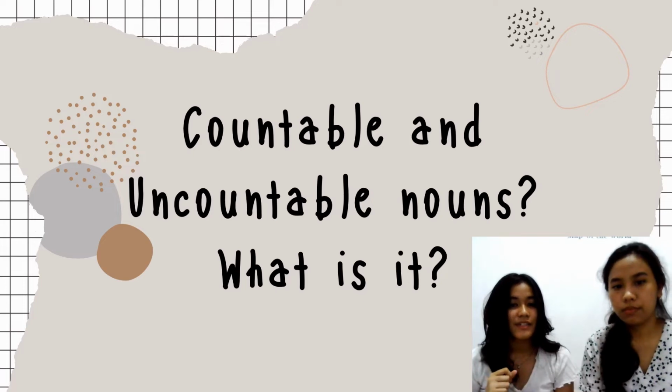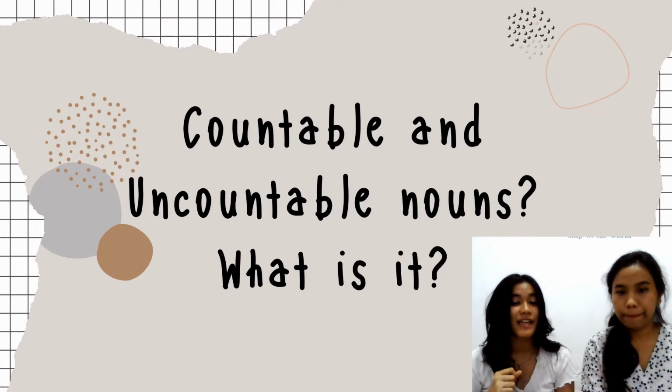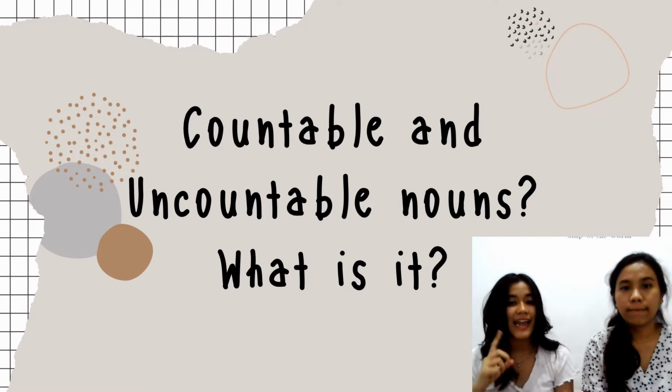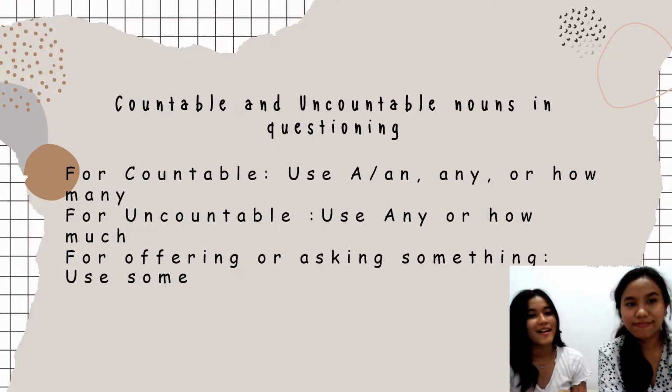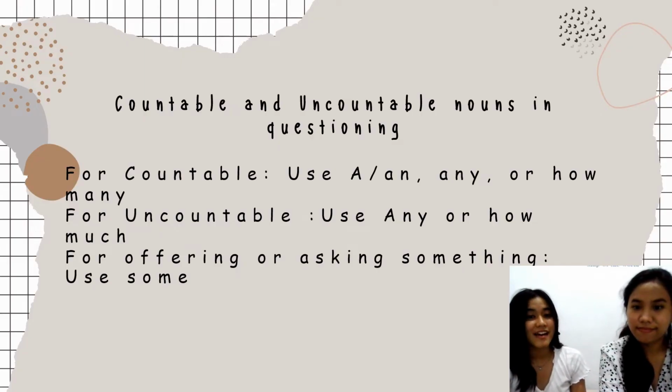We can also use some with uncountable nouns in positive sentences and any with negatives. There is some milk in the fridge. There is not any coffee. So we use some for the positive and we use any for the negative one. Alright, now we are going to discuss countable and uncountable nouns in questioning.